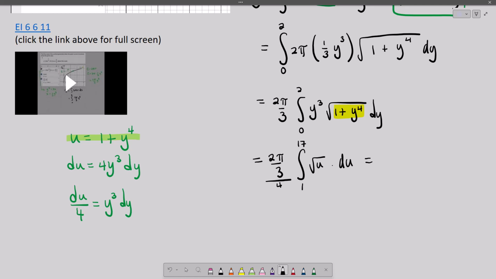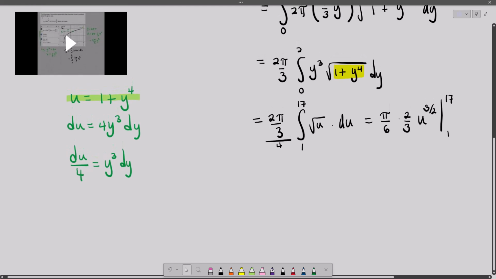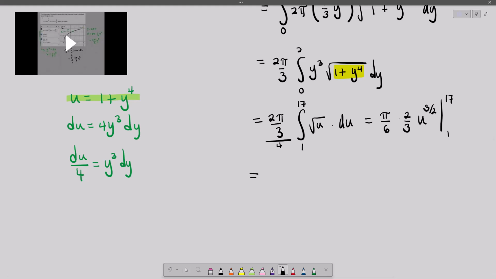Out in front, we're dividing by 4, which means multiplying by 1/4. So we're going to end up with pi divided by 6 when we cancel out a 2. And then we're going to integrate u to the half, so we're going to get u to the 3/2, adding 1 to 1/2. And dividing by 3/2 means multiplying by 2/3. So we'll end up with that. It looks like pi over 9.